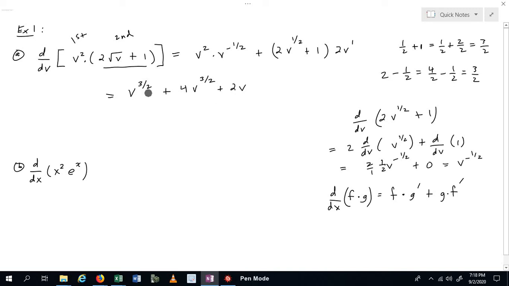Of course you can simplify this since you have like terms. So you have 1 of these and you have 4 of those, so that's a total of 5 of these. And that's your answer. So that's the derivative of this product, using the product rule.